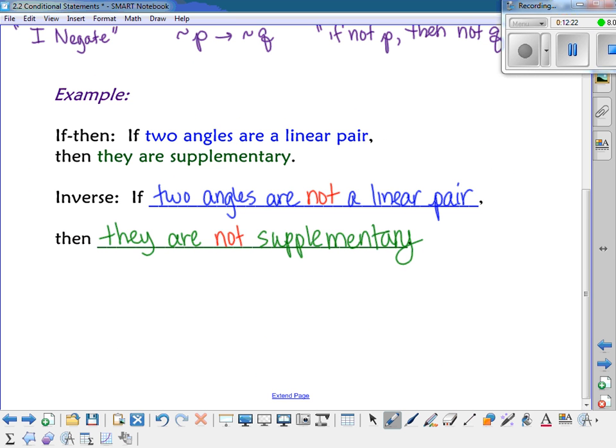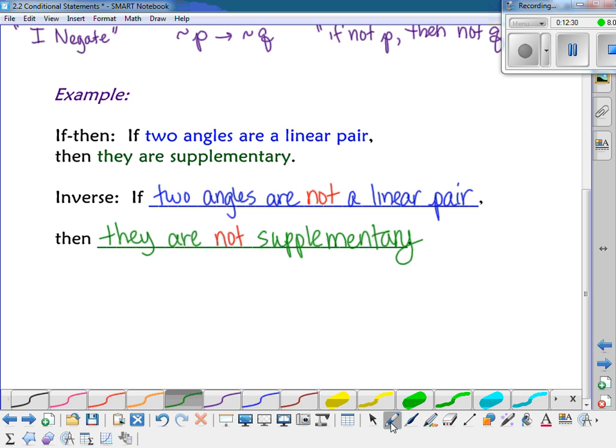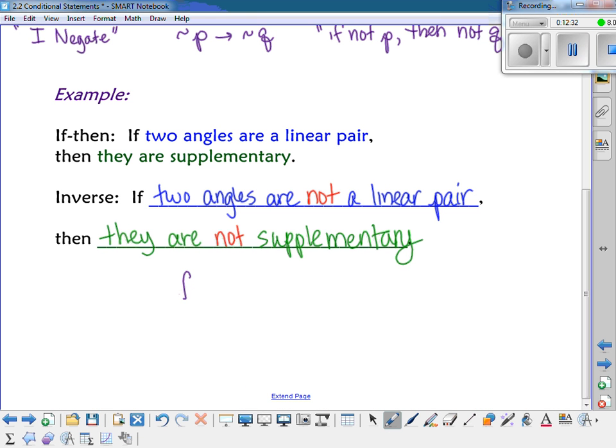So would this always be true? Can two angles be supplementary without being a linear pair? They can, so that one is also false. And for a counterexample, again, you could just show angles that are not a linear pair, but are supplementary.